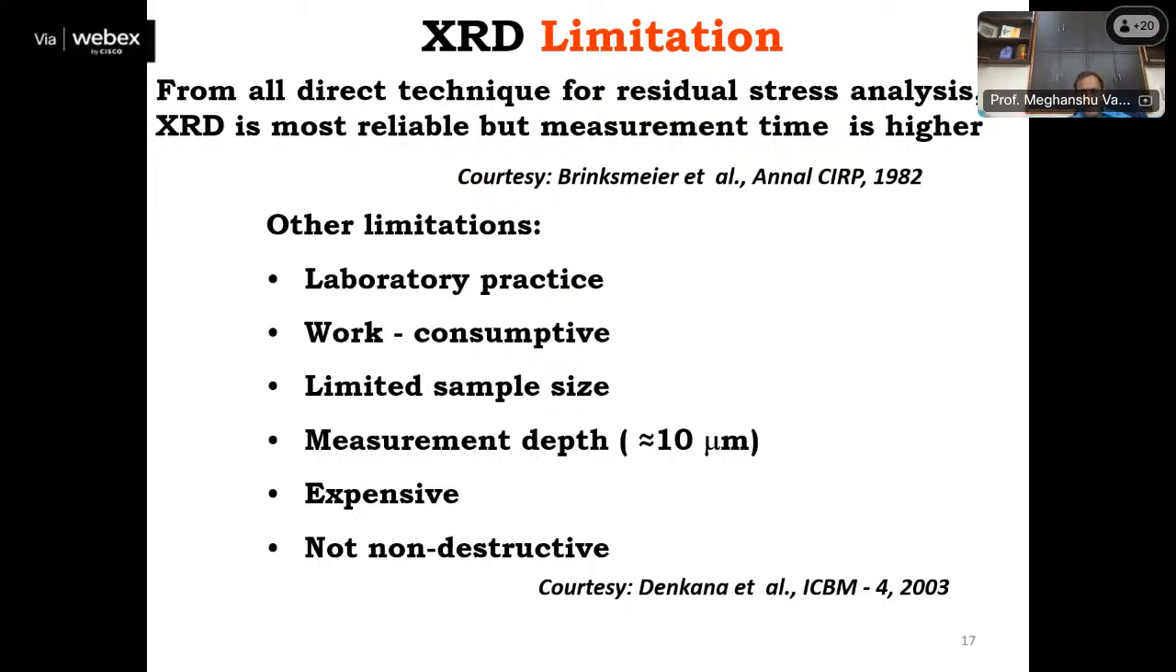So what are the limitations or disadvantages of this X-ray diffraction technique? Among all direct techniques for residual stress analysis, XRD is declared the most reliable technique, but the limitation is that the measurement time is higher. It is more than 1 hour. I repeat, it is more than 1 hour.